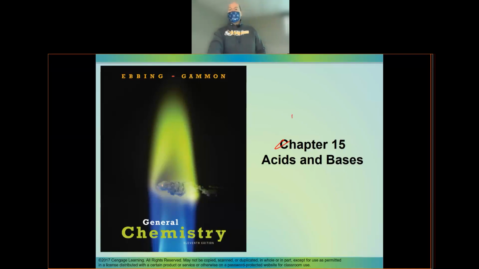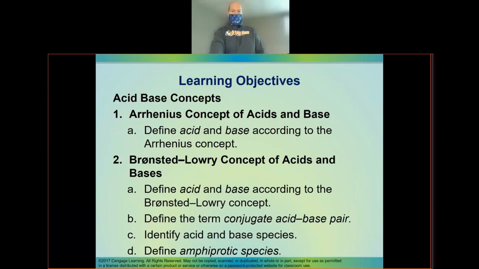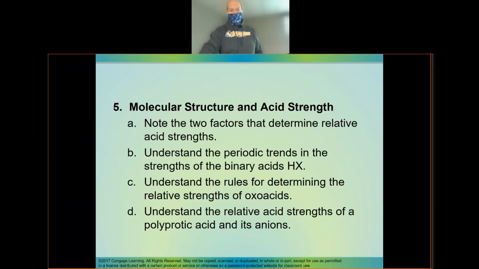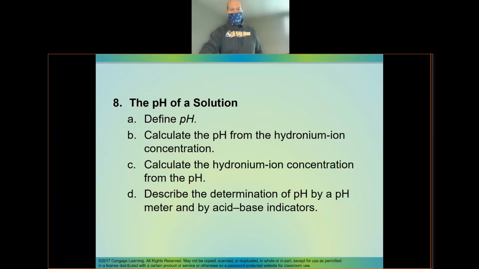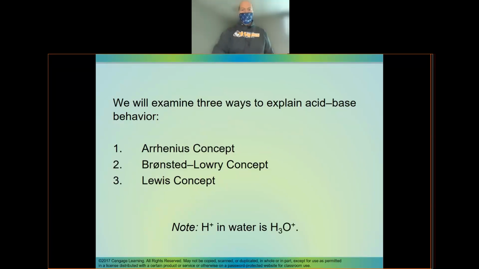All right, so chapter 15 is acids and bases. Some of these things we already know, some we do not know. There are three concepts of acid-base: Arrhenius, Bronsted-Lowry, and Lewis. We will do all of them, except our main focus is going to be on the Bronsted-Lowry concept.